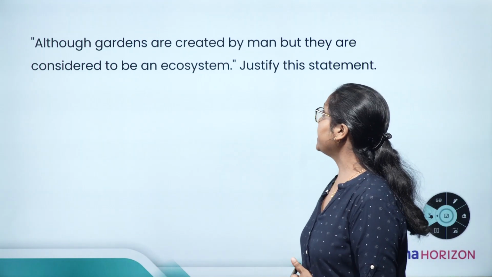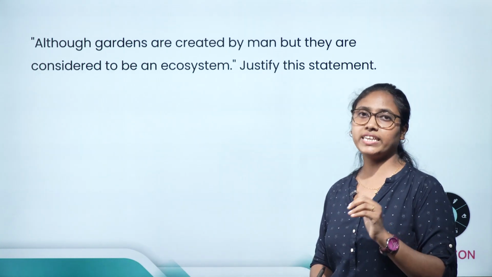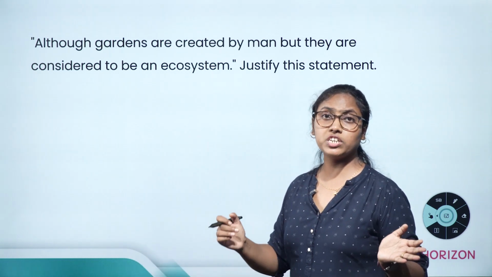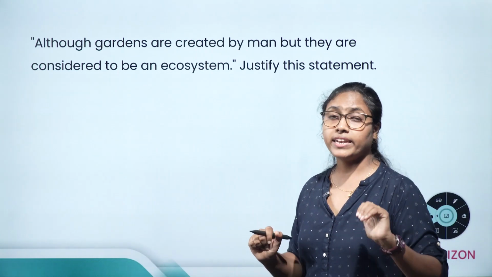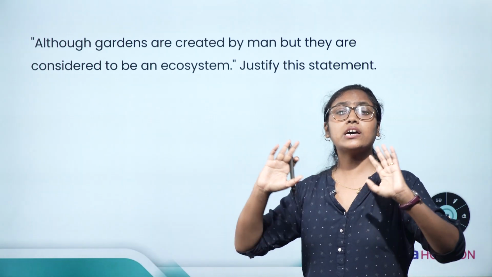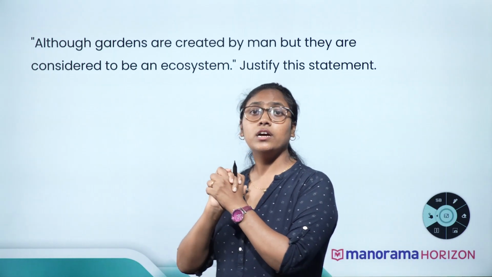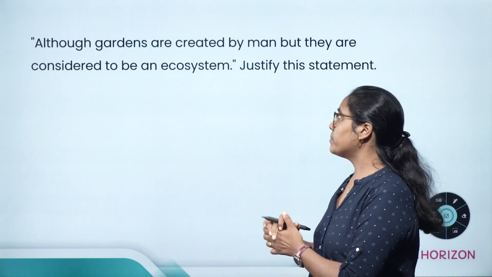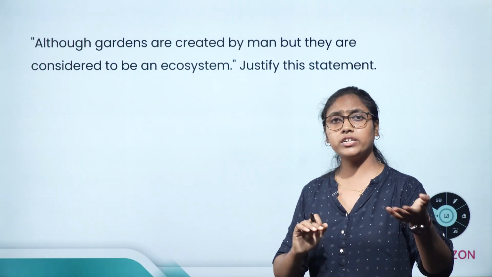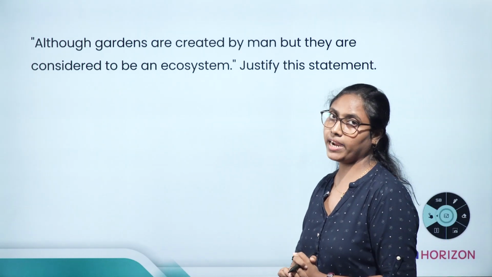Although gardens are created by man, they are considered to be an ecosystem. There are two different types of ecosystem: natural ecosystem and artificial ecosystem. Natural ecosystems are like forest, as we have seen in the first picture, and pond. Whereas gardens, aquarium and all are artificial ecosystems. A natural ecosystem is already there by nature, an artificial ecosystem is created by man.